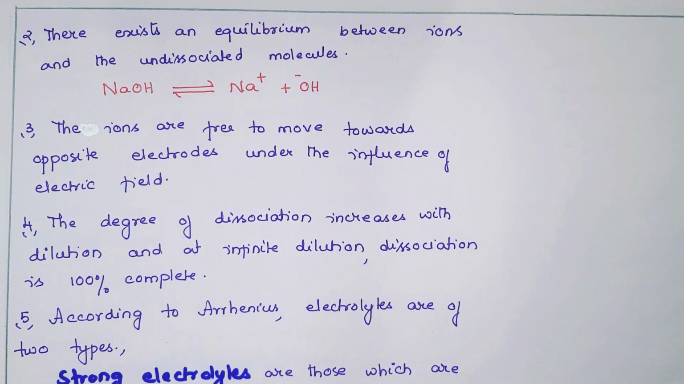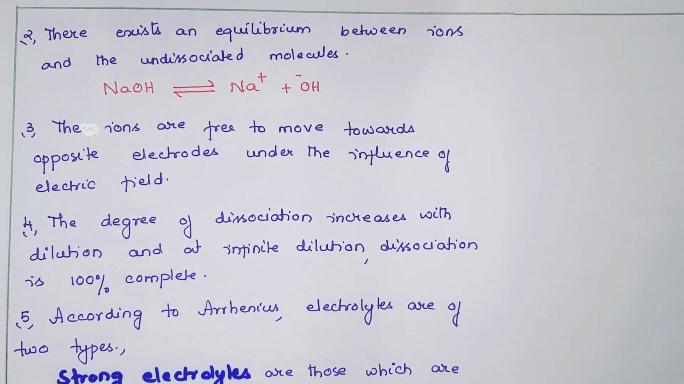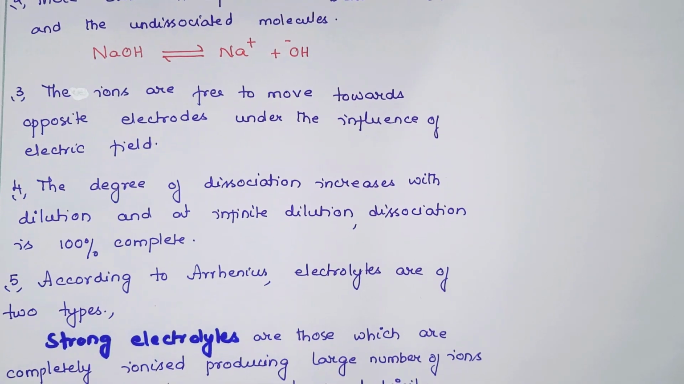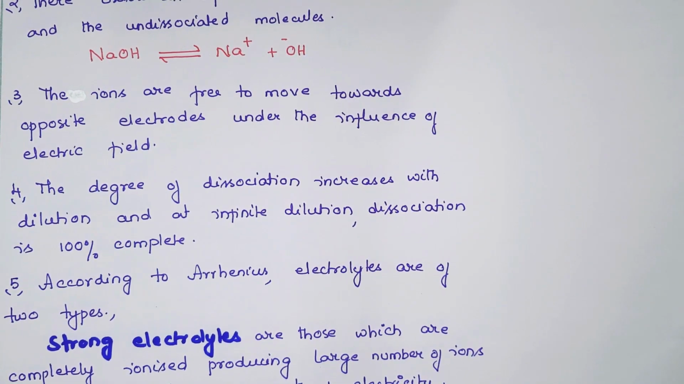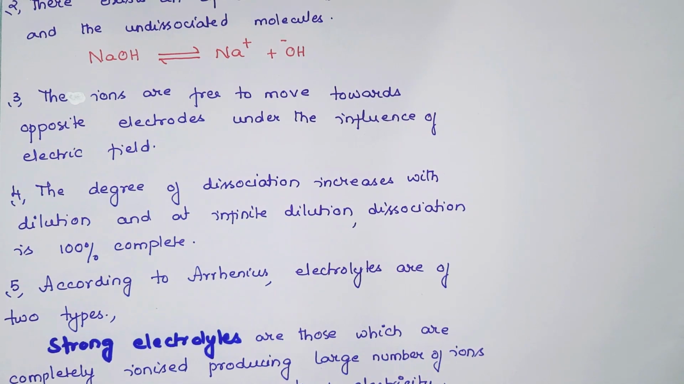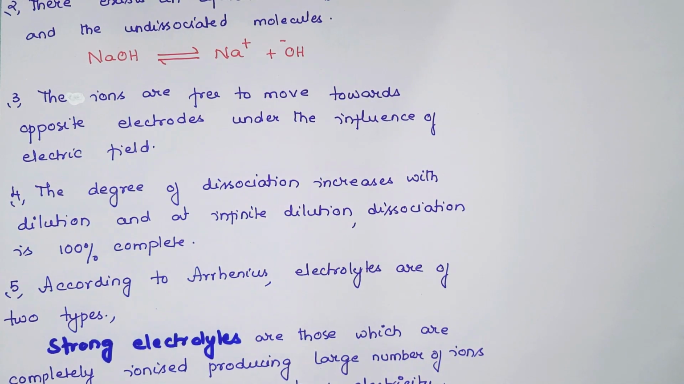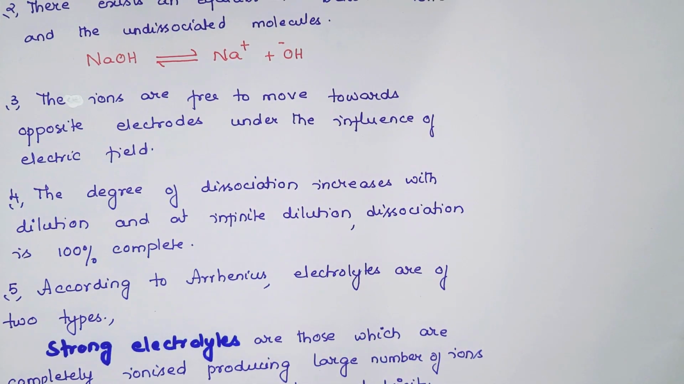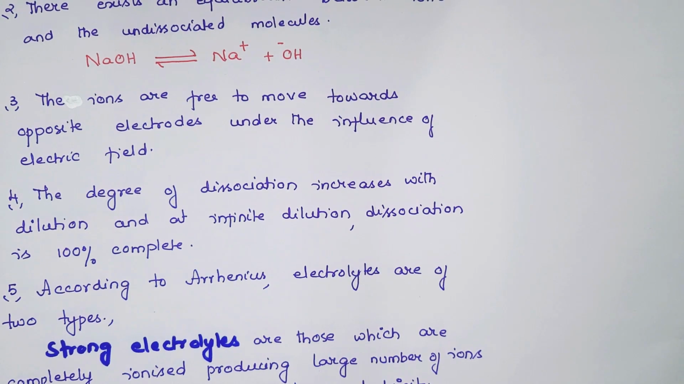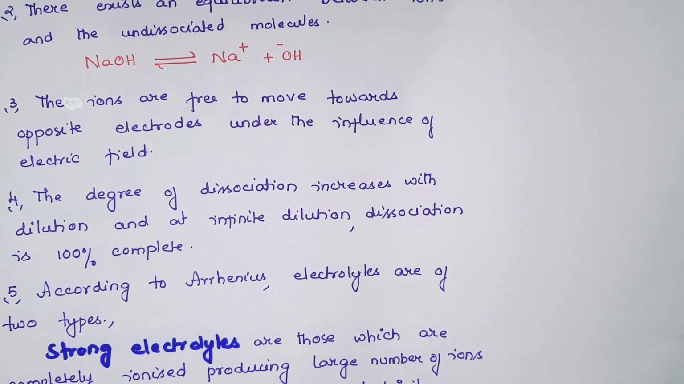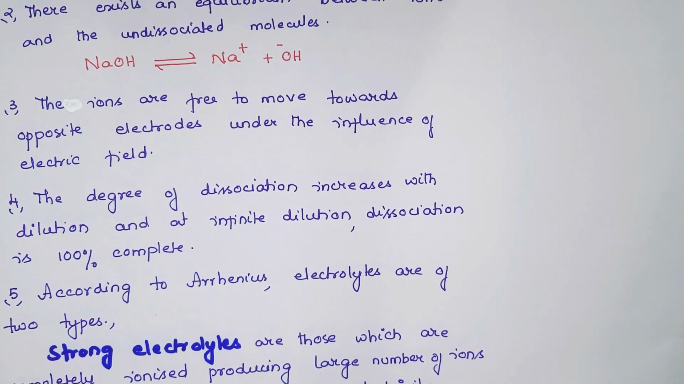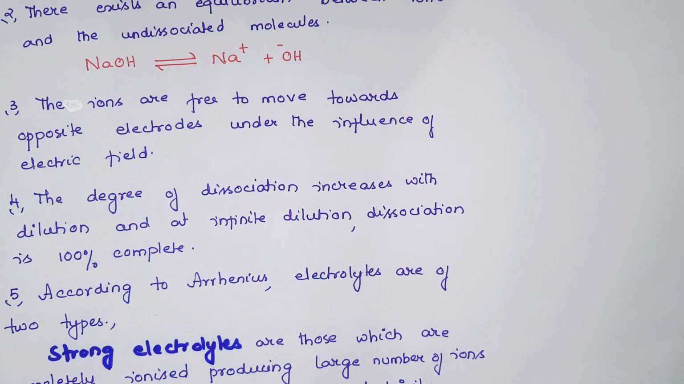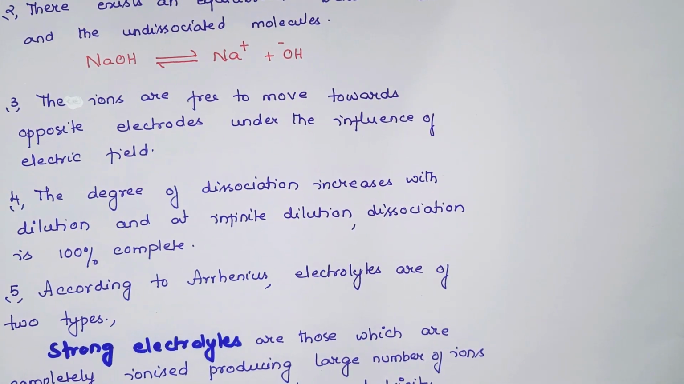Third point: once the electrolyte is dissociated into ions, the ions are free to move towards the opposite electrodes. These ions will be able to move towards the opposite electrode, students, only when you subject it to an electric field. When you apply the electric field, the dissociated ions will move towards the opposite electrodes: positive ions towards the negative electrode and negative ions towards the positive electrode. Okay, that is the third point.